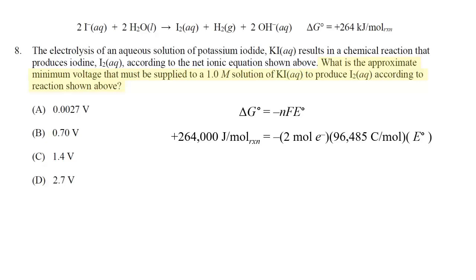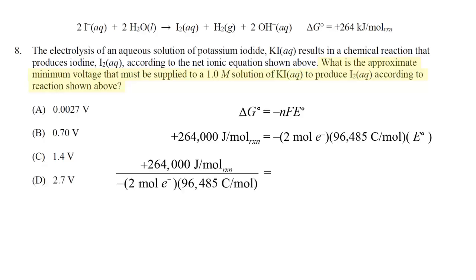All I know right now is that the sign of the cell potential should be negative, but I don't know what that value is. Let me go ahead and solve for the value of the cell potential for this reaction. I'm going to divide both sides of the equation by -2 times 96,485. So when I do that math, on the left side of the equation, I've got 264,000 divided by 2 divided by 96,485. But don't forget that negative sign is still there in the denominator. So my answer on my calculator is -1.368, and my units would be volts because joule divided by coulomb equals volt.